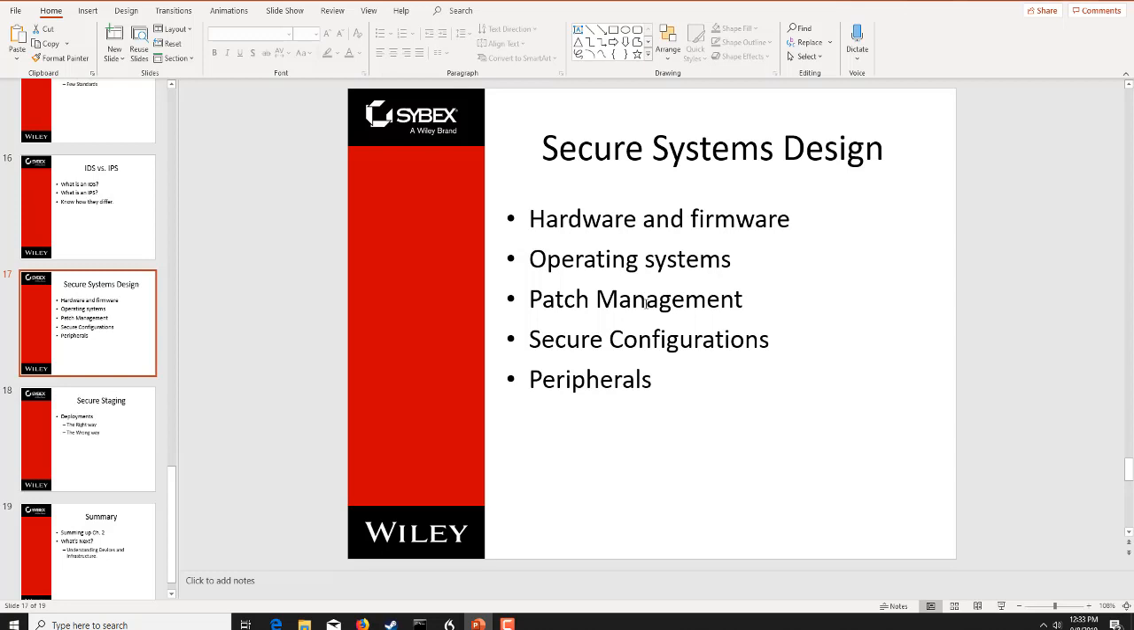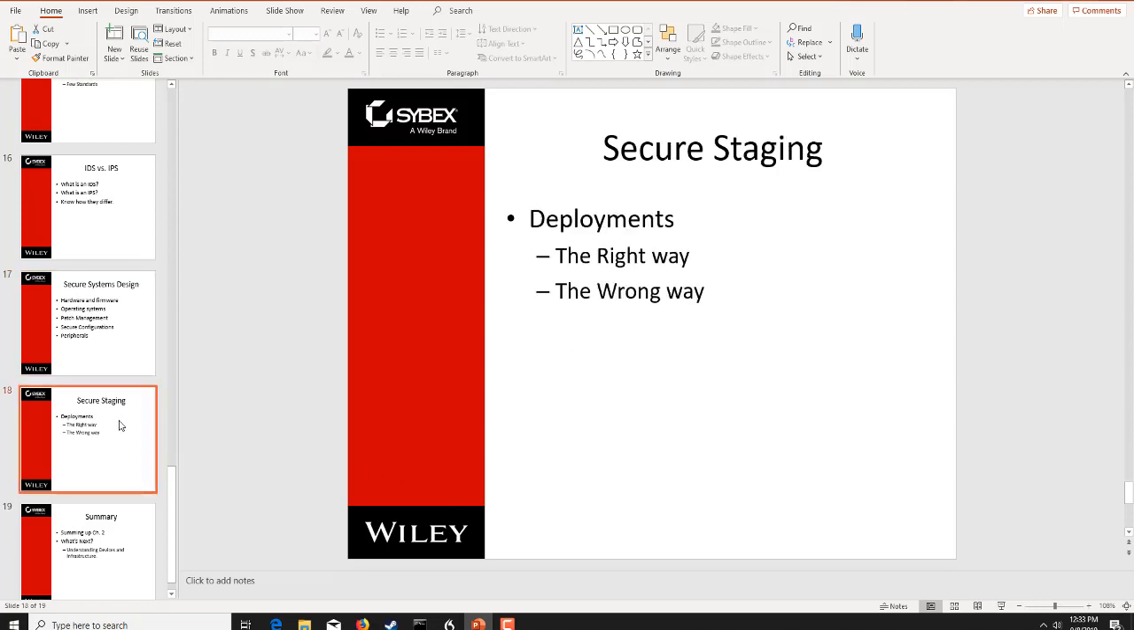And then we have secure staging. Secure staging is basically how are we deploying the systems? How are we deploying the programs? How are we deploying the applications? Have we thought it out? Do we have a plan? There's a right way and there's a wrong way to do it. Obviously, the right way is to have a plan. Be methodical. Be very deliberate in the way that you are deploying a system, a network, an application. Have a rollback plan. If something goes wrong, okay, how do we get back to status quo? How do we get back to our original state?